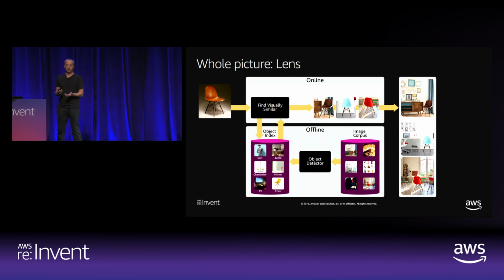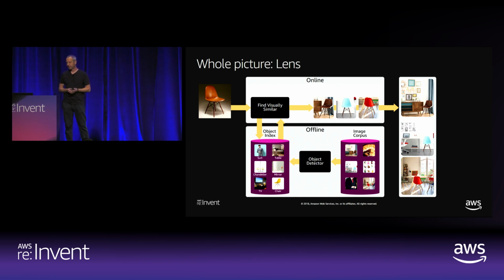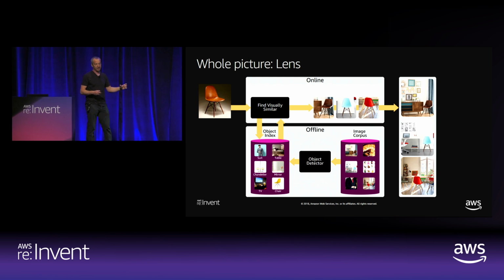All of that is then combined in a product like Lens, where you can snap a photo of an object and we'll give you similar content from the platform. What happens here is offline. We analyze the images, we segment them, we find the objects, we classify, we build an index of that.